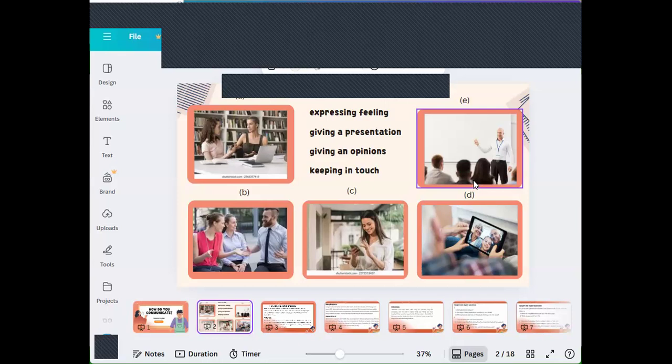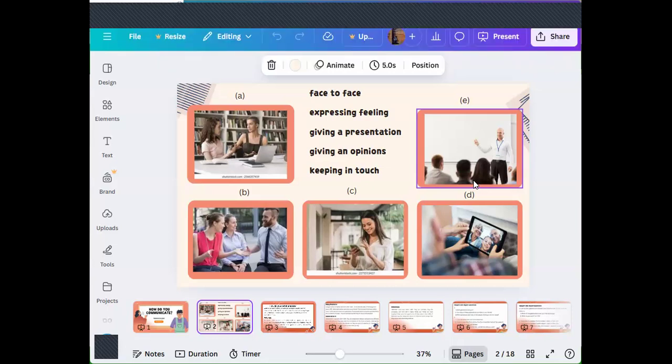So picture C is actually what I planned for expressing feeling. Maybe we are not sure, right? Maybe she's talking with somebody, or he's just looking at the phone or just smiling. Maybe he found some fantastic news or a funny movie, and by looking at the phone, he's just smiling. So maybe it can be expressing feeling. Maybe, as you mentioned, she's talking with somebody, and it can be keeping in touch, of course.